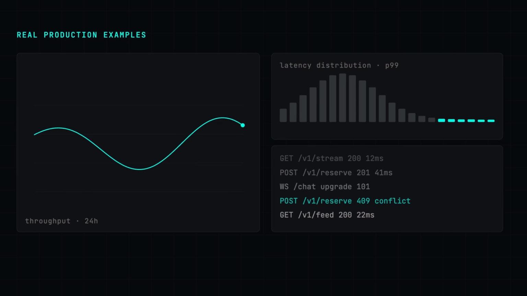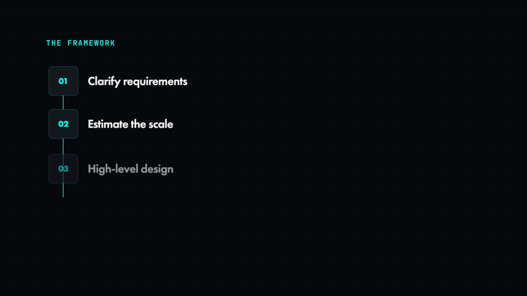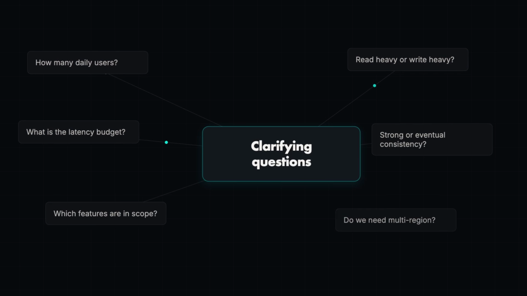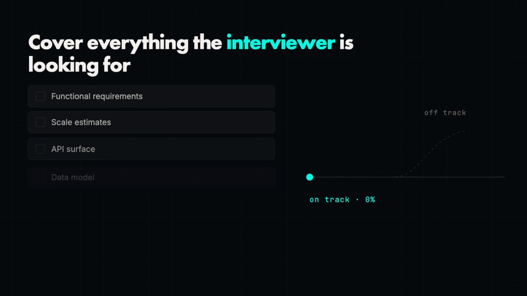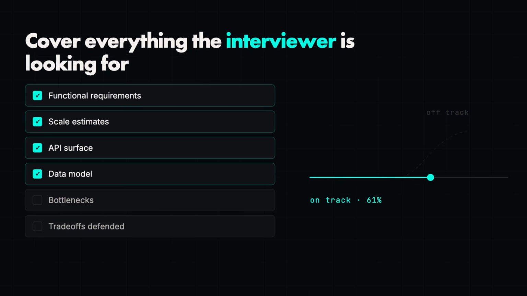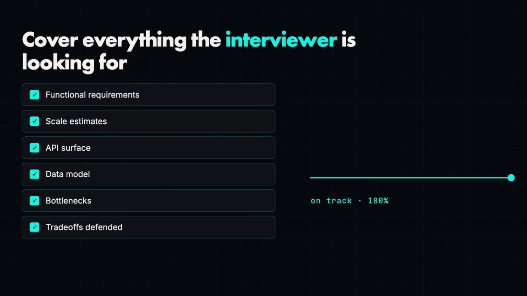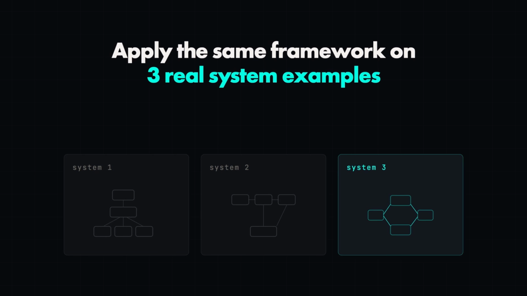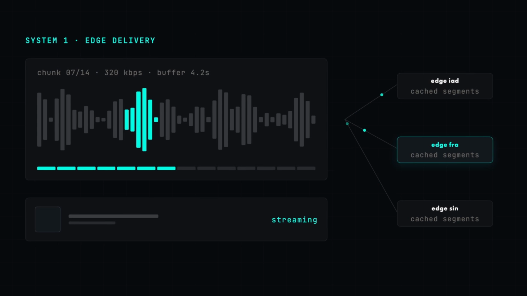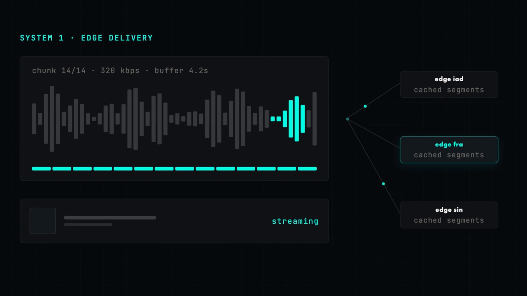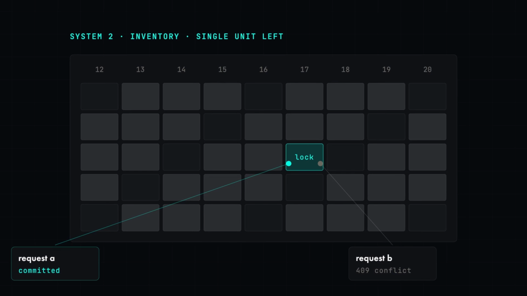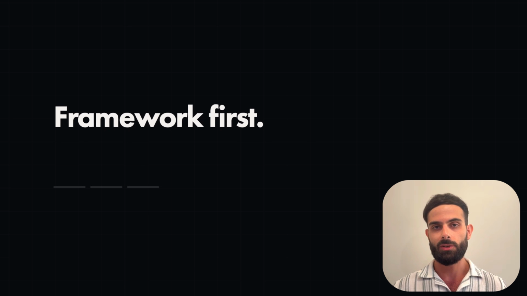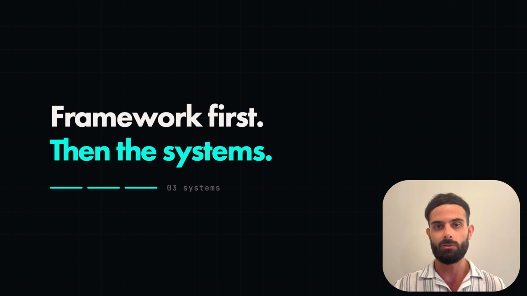often in interviews. First, we'll start with the framework to know how to structure your thinking, what clarifying questions to ask, and how to cover everything the interviewer is looking for without going off track. And then we will apply this same framework on 3 real system design examples where we will design these systems from scratch, and you'll see how the framework applies to different types of systems. So let's start with the framework and then we'll get into these examples.